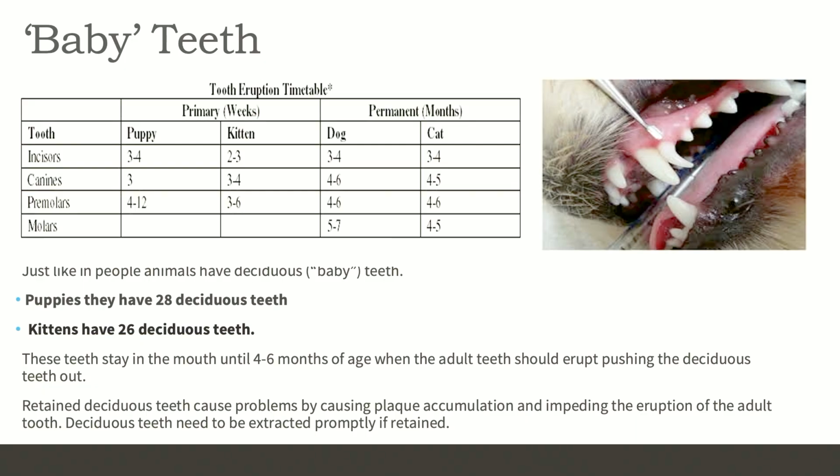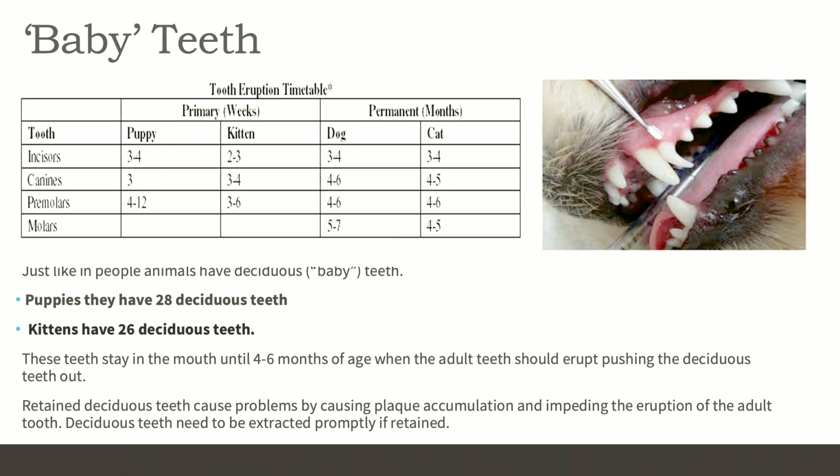Now, baby teeth or deciduous teeth are also quite important. Just like in people, animals do have deciduous teeth. These teeth may stay in the mouth until 4 to 6 months of age, when the adult teeth should erupt, pushing the deciduous teeth out. This process does not proceed correctly in some pets, which results in the deciduous tooth being retained in the mouth. Retained deciduous teeth cause problems by causing plaque accumulation and impeding the eruption of the adult tooth. So deciduous teeth need to be extracted promptly if they are left retained.